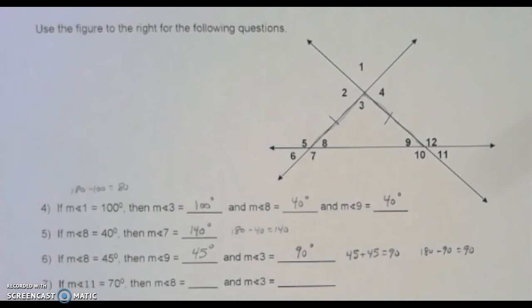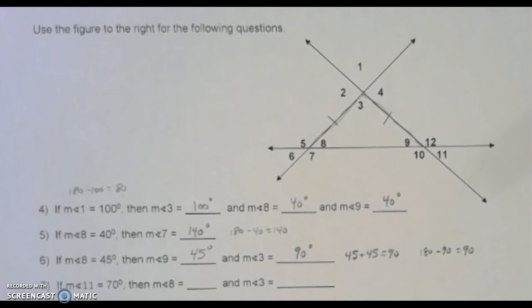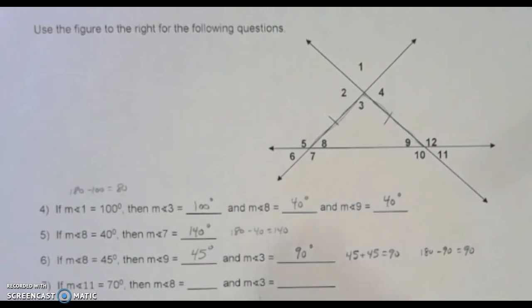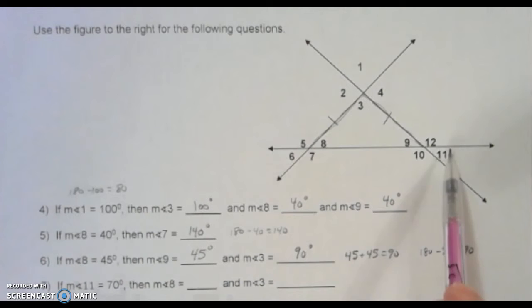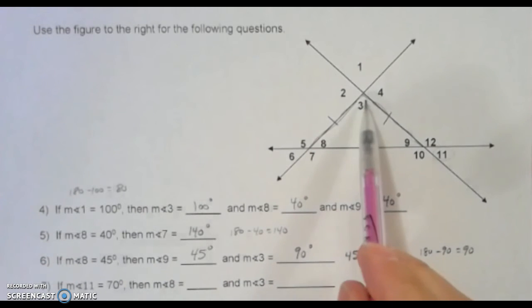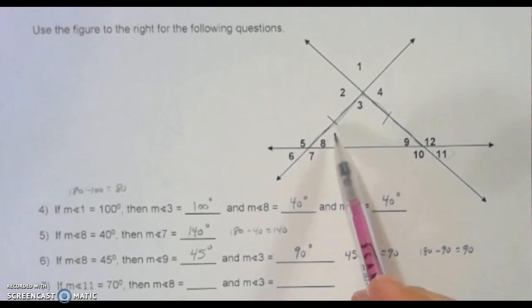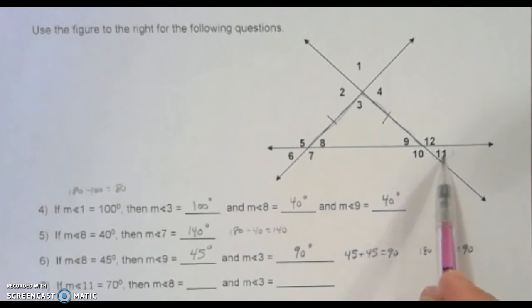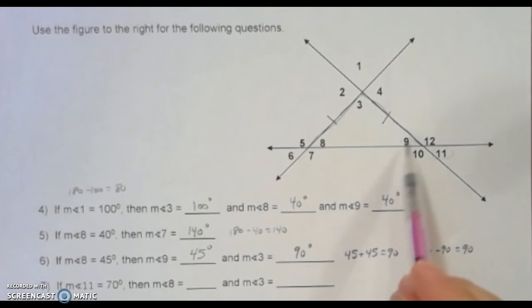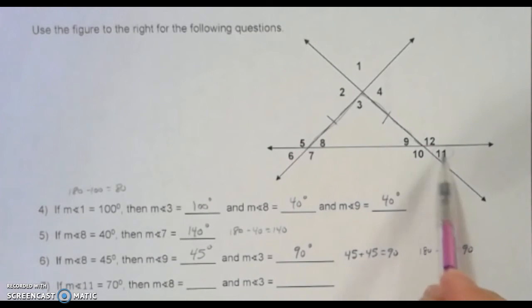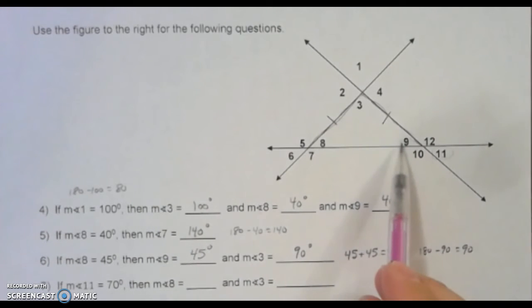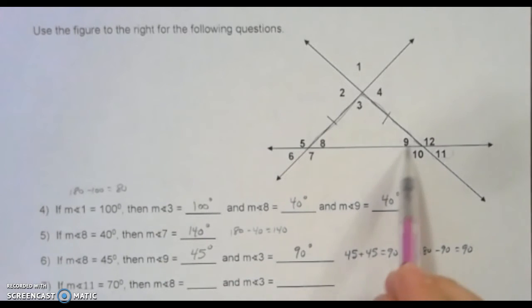Finally, in question 7, if angle 11 is 70 degrees, then angle 8 is blank and angle 3 is blank. So angle 11, 8, and 3. Well, angle 8 and 3 are in the isosceles triangle. Angle 11 is vertical to angle 9, which is in the isosceles triangle. So if they're vertical to each other, they're the same. So if angle 11 is 70 degrees, then so is angle 9, which is one of my base angles.